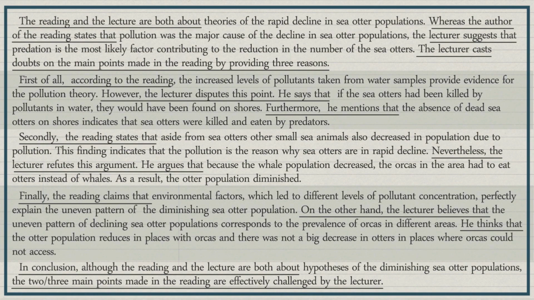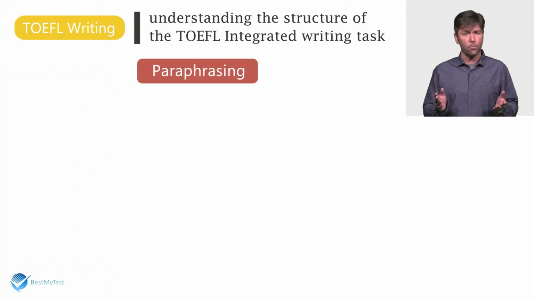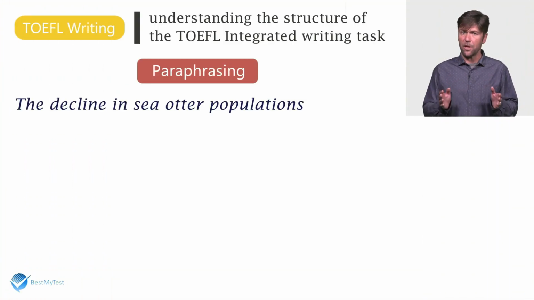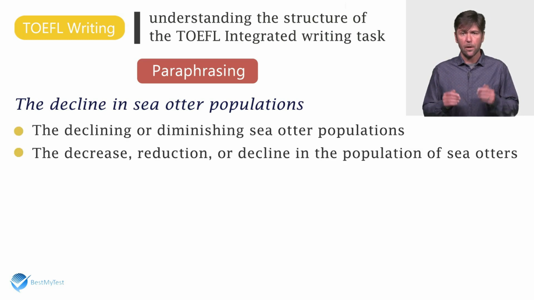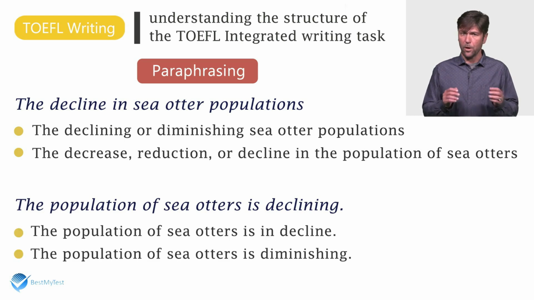Looking at this sample essay, you can tell that the writer paraphrases a lot. For example, the decline in sea otter populations can be written in many different ways, like the following: the declining or diminishing sea otter populations, the decrease, reduction, or decline in the population of sea otters. Or, the population of sea otters is declining can be written like the following: the population of sea otters is in decline, the population of sea otters is diminishing.